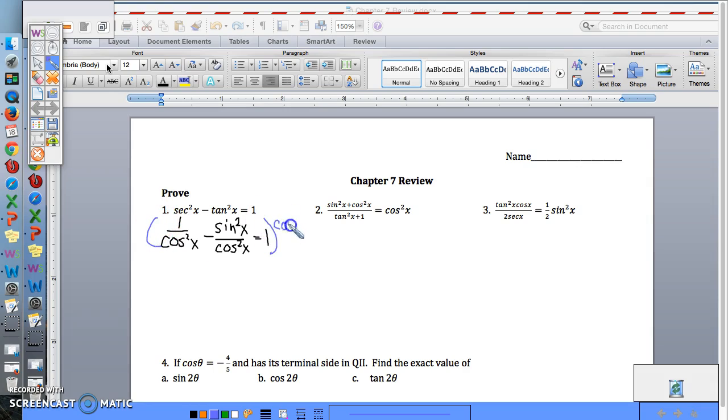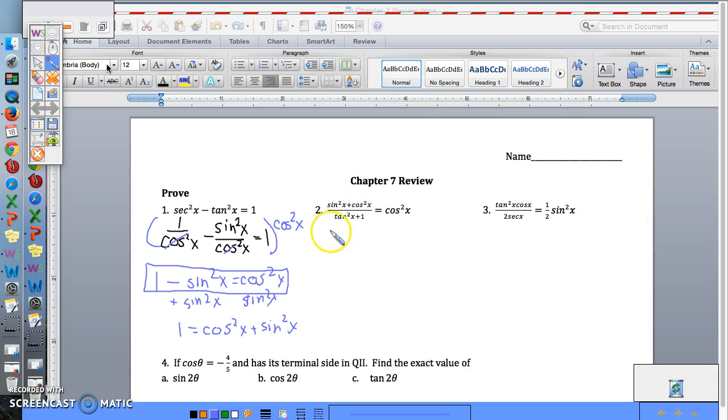We could say let's multiply everything by the cosine squared of x. So if we distribute, now it's 1 minus sine squared of x equals cosine squared of x. And we know this as a Pythagorean identity. If we added that sine squared of x to each side, we'd have 1 equals cosine squared of x plus sine squared of x. So we are good at this step if we recognize that's a Pythagorean identity.